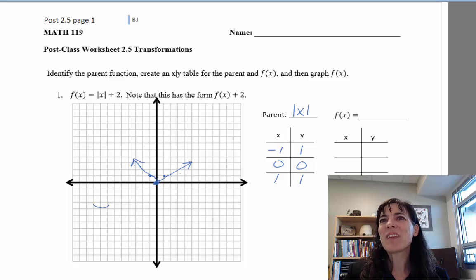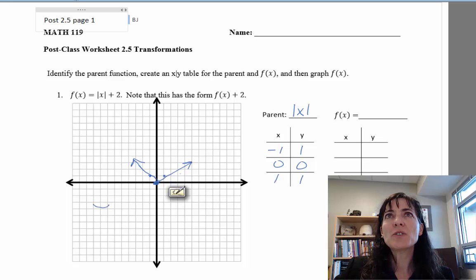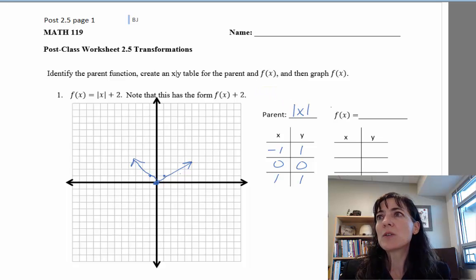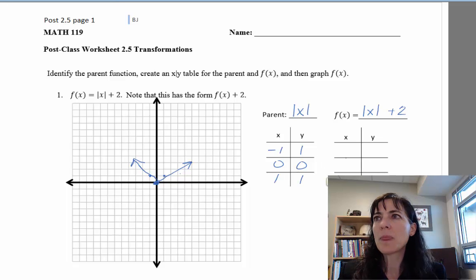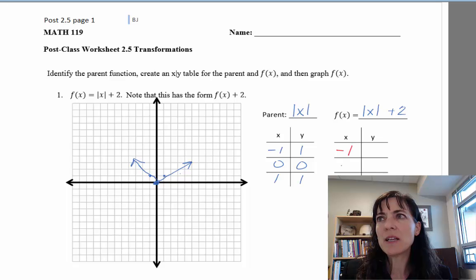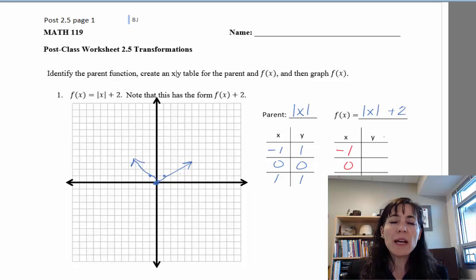And then I want to do some changes to that graph, because what I'm really interested in is not so much the absolute value, but what does it look like when it's the absolute value plus 2. So that's where I'm going to put my f of x is actually the absolute value of x plus 2. So if I use those same x's, which I want you to do, and I want to switch colors here real quick. So I'm going to use the same x's, -1, 0, and 1. And I can plug them in, or I can think about, well, I already found the absolute value piece. I just need to add 2 to each of those y's.